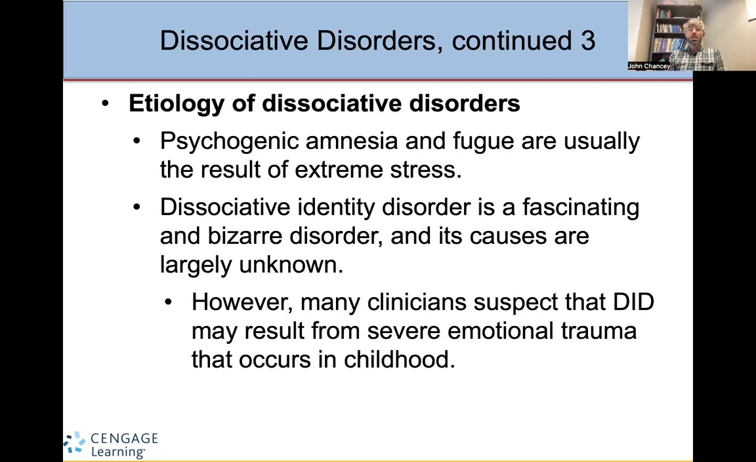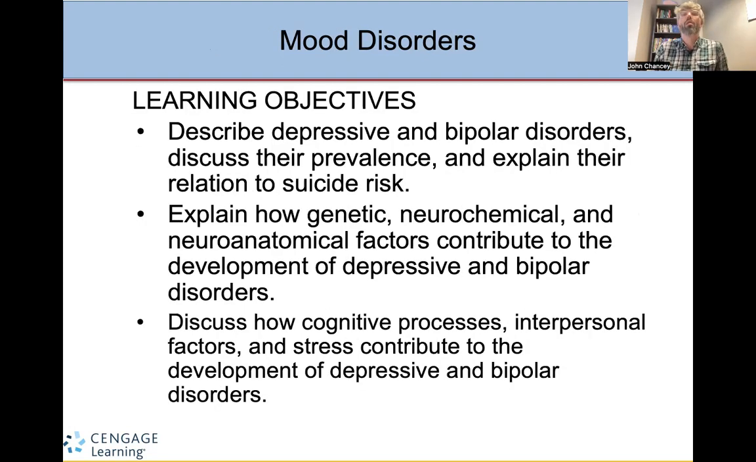Where do these come from? What is the etiology? Psychogenic amnesia and fugue states are usually the result of extreme stress, from trauma, from extreme anxiety. DID is also a pretty interesting disorder where the causes are largely unknown. However, there's a lot of evidence pointing towards trauma, specifically during childhood. These kinds of disorders are almost a way for us psychologically to cope and deal with high levels of stress from traumatic experiences. Could be emotional, physical, or perhaps sexual abuse even.